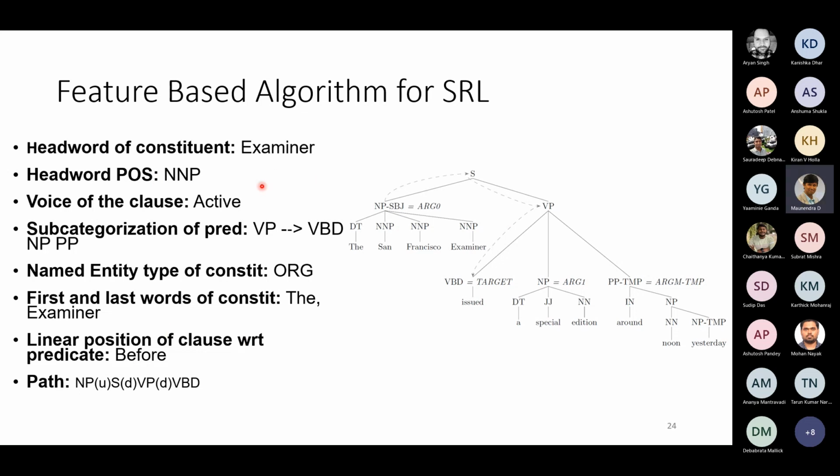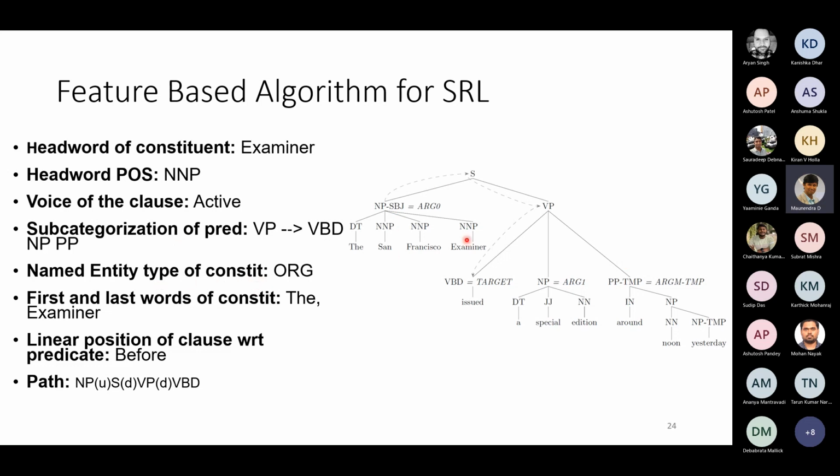One thing is that many of these actually use other underlying NLP algorithms. The head word of the constituent, Examiner, can be obtained from the dependency parse. The head word is inside the NP, which comes from the constituency parsing. Voice of the clause, active: again, this is a classification algorithm that says whether it is active or passive. Then the subcategorization of the predicate we can get from the constituency parse.